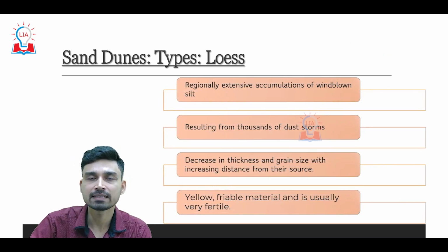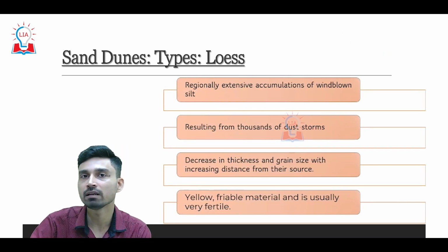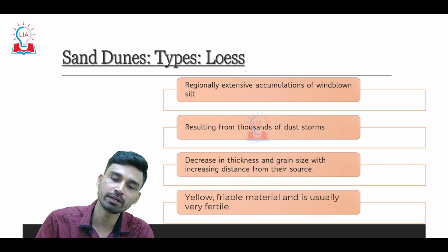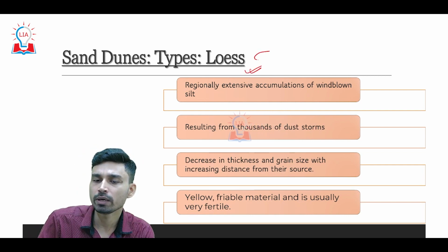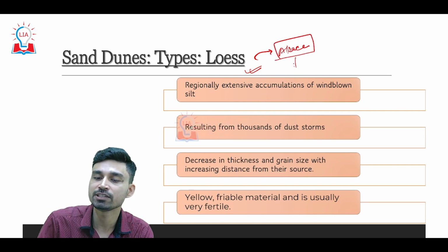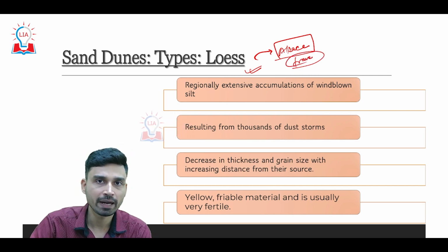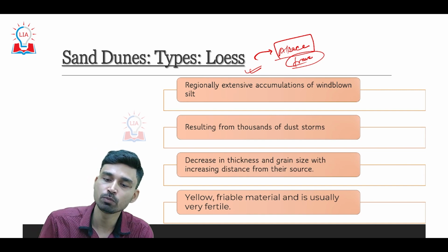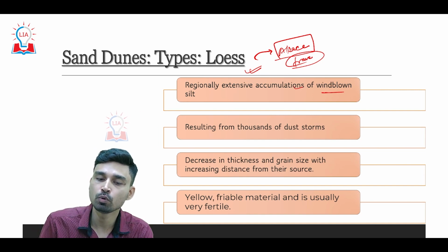The fourth and last type of sand dune that we see, mainly developing in East Asia and especially in the China and Mongolia region, is what we call loess. The word loess has been derived from the French word, where we have the development of such a landform in the Alsace region of France. So loess in simple terms can be defined as regionally extensive accumulations of wind-blown silt.